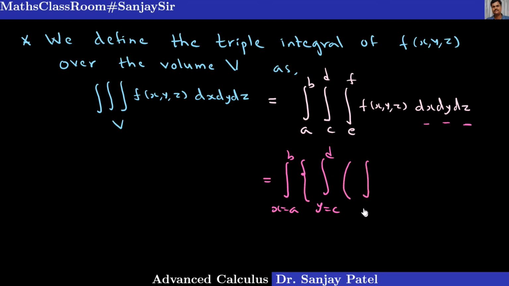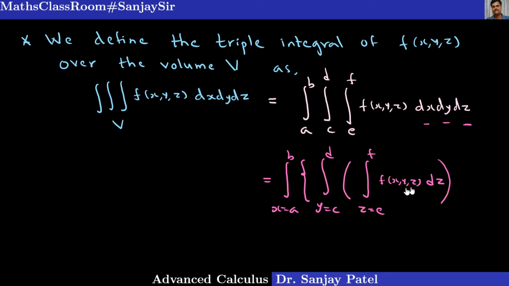And z is equal to e to f, f of x comma y comma z. Do not confuse between this f and this f, or I can take some other notation, but we don't want to change everything, so let me just keep it as it is. So f e to f, then first with respect to z.